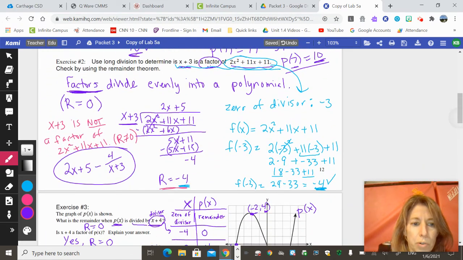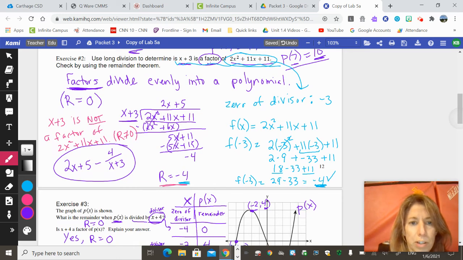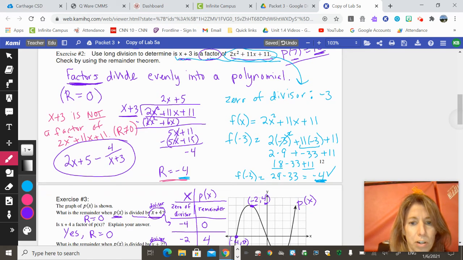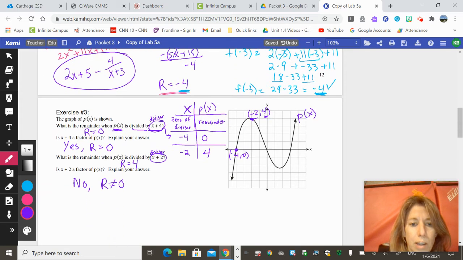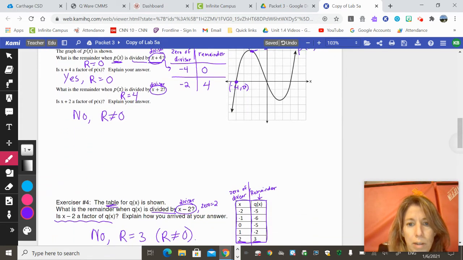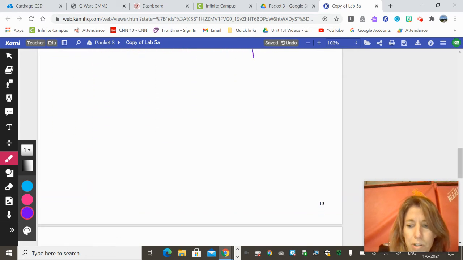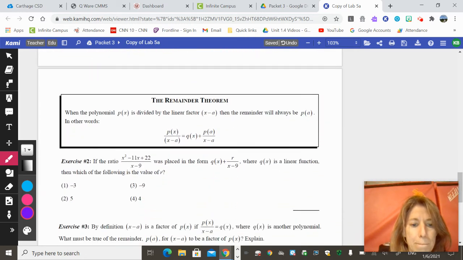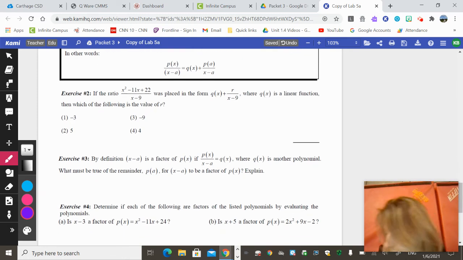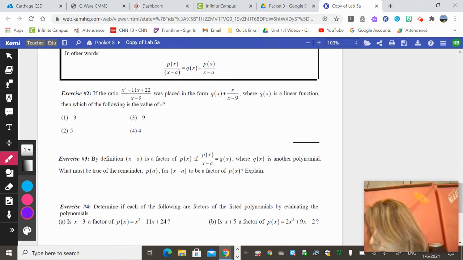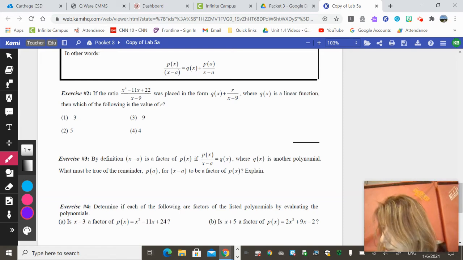We talked about how, in order for something to qualify as a factor, it has to have a remainder of 0. And we're not only limited to equations, we can use graphs and tables to use the remainder theorem, because it's just an input-output relationship. All right, we're going to do 2 more examples together. And on this page, we're going to do exercise 3 and exercise 5.